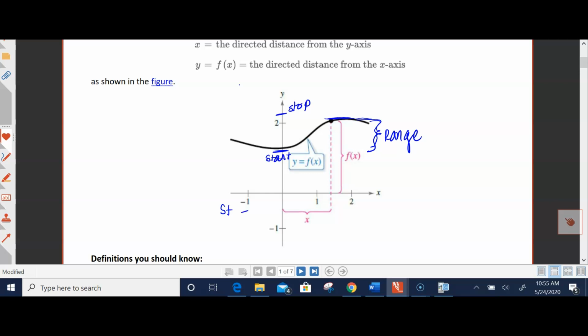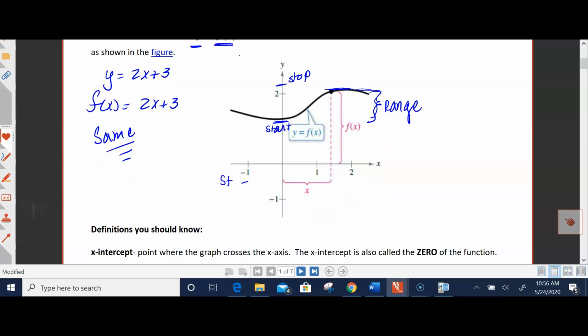Also, a very key part is to realize that f of x is the same as saying y. They're interchangeable. So if I had an equation y equals 2x plus 3, that's the exact same equation as f of x equals 2x plus 3. Just keep in mind, they say the exact same thing. Okay, so let's look at some definitions.